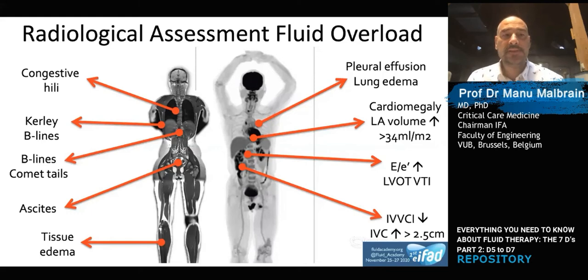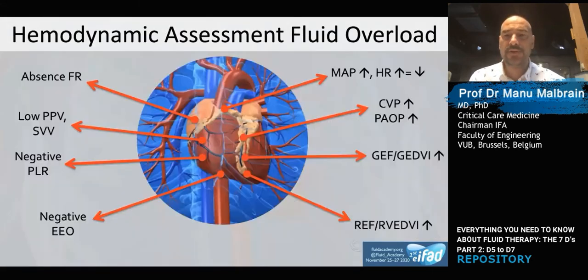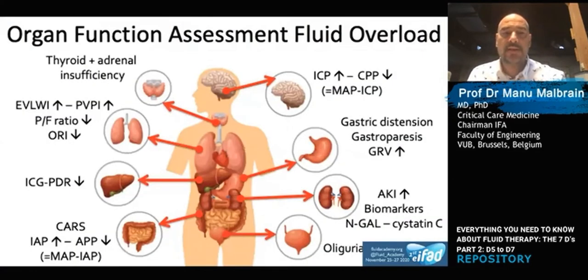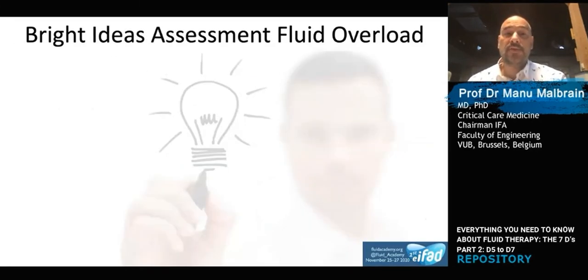Radiological assessment with X-ray or ultrasound, cardiac ultrasound. Hemodynamic assessment, I think the absence of fluid responsiveness is important, a negative passive leg raising test, if volumetric preload indicators are increased, and then the impact of fluid overload on end organ function, and I think increases in lung water, very important, or increased intra-abdominal pressure.